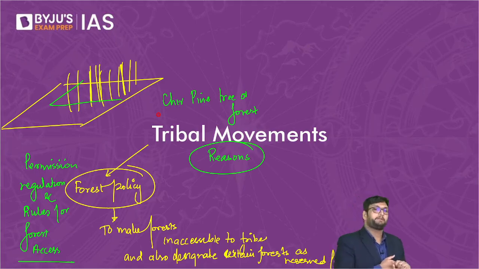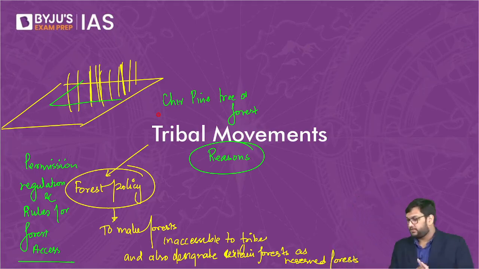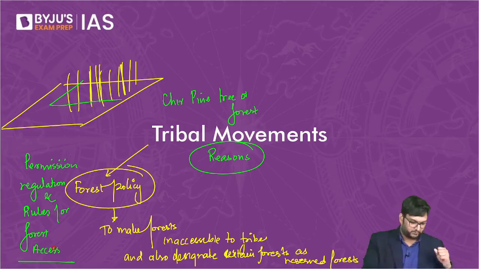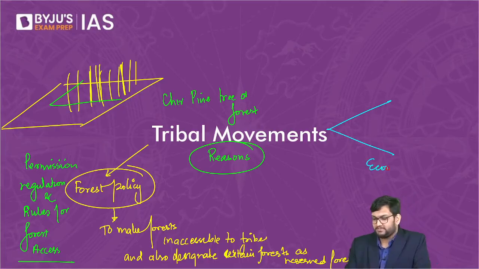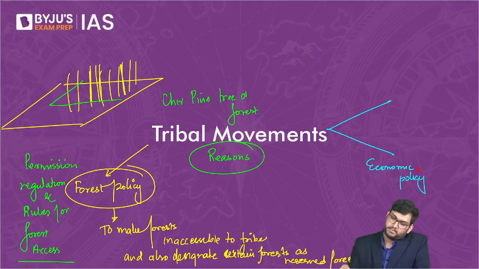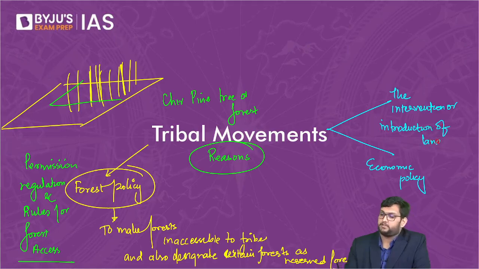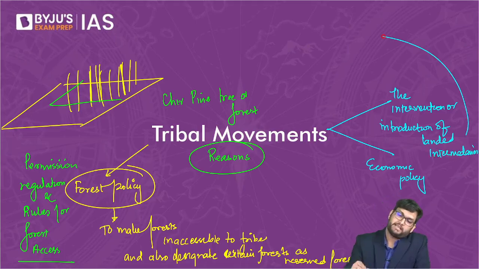Any issue in this first point? Forest policy should not be an issue. Okay. Now comes the other two. The other two are economic policy and the intervention or introduction of landed intermediaries, specifically landlords and money lenders.